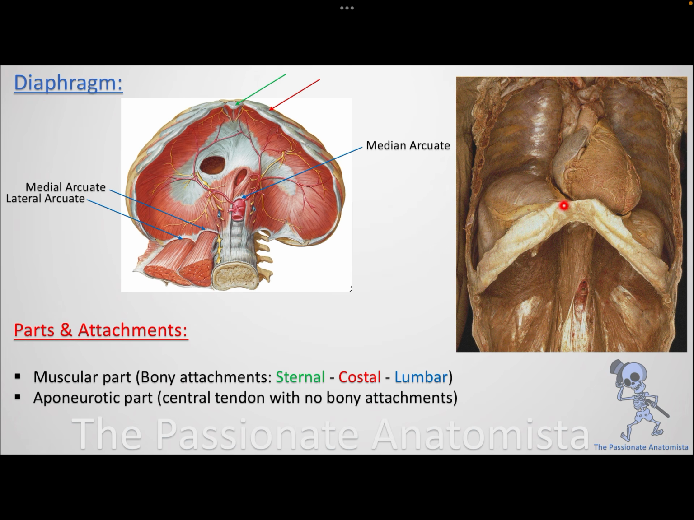And this is actually the muscle of respiration. With contraction of the diaphragm, we breathe. Now, it has two parts. It has a muscular part and an aponeurotic part, or the tendinous part.